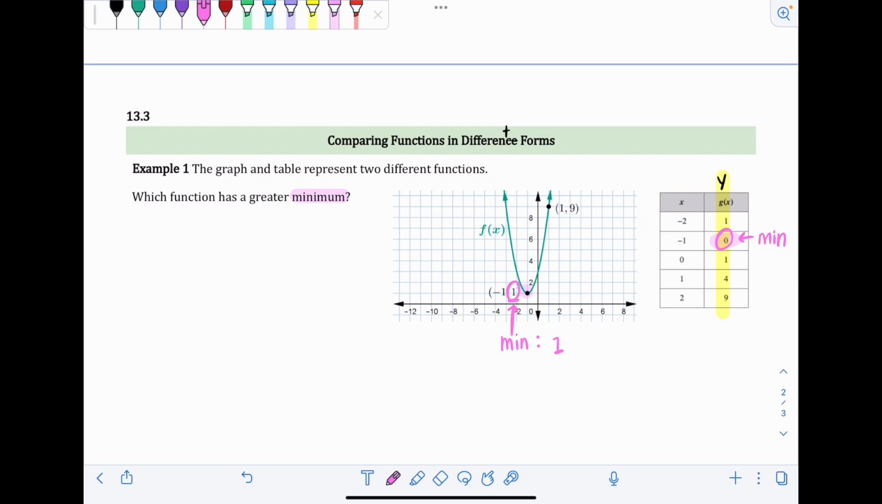And then now the question is just asking which one has the greater minimum. So one minimum is 1. The other minimum is 0. Which one's larger? Well, 1 is larger than 0, so f of x must have the greater minimum. So f of x has the greater minimum because its minimum, one more time, is 1, versus the minimum of g of x is 0.